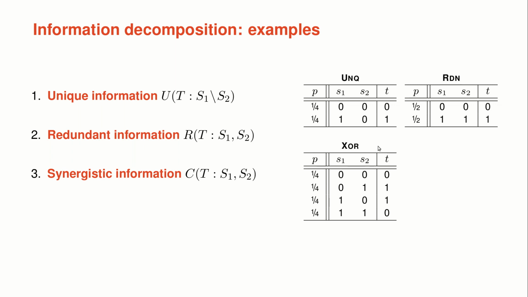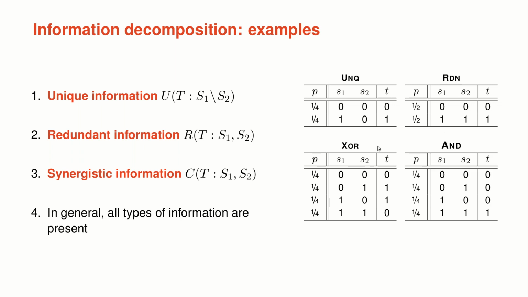But these three kinds of information could be provided in general at the same time. For example, in the AND operation, there is some redundant information in the sources providing a 0. There's some unique information in these situations here where only one of the sources provides a 0, and there's complementary information in the one outcome in the target where we need to know both sources to know we're going to get that result.